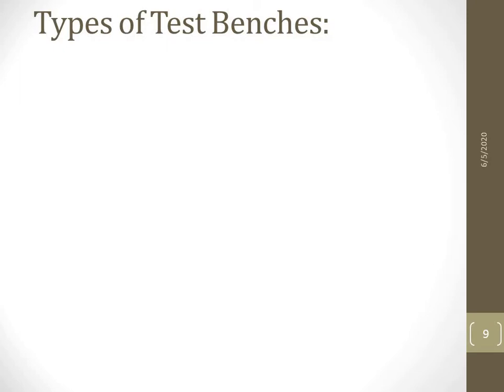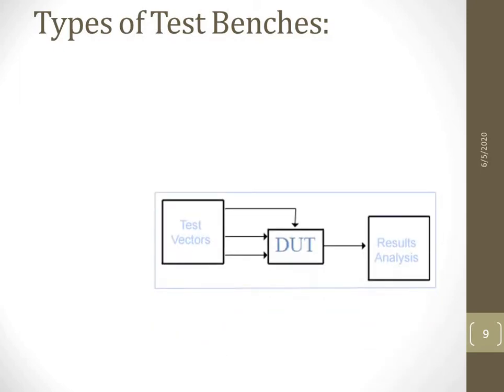Now let's see what the types of test benches are. This diagrammatic representation shows that we pass the test inputs, called a stimulus. It can be a vector or a single input, based on the need of the test pattern to be applied to the design under test or device under test. These stimuli are passed. Test vectors here indicate the stimulus to be passed to the device under test, and then we are supposed to analyze our result.